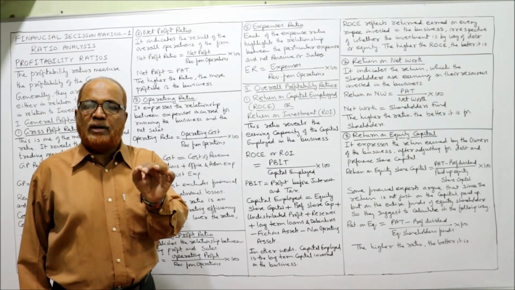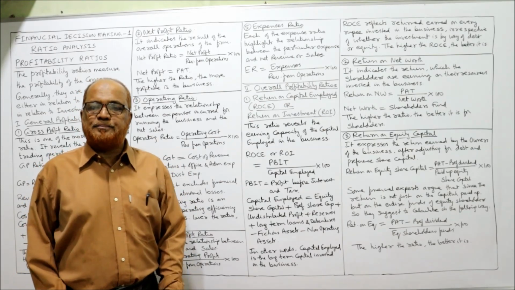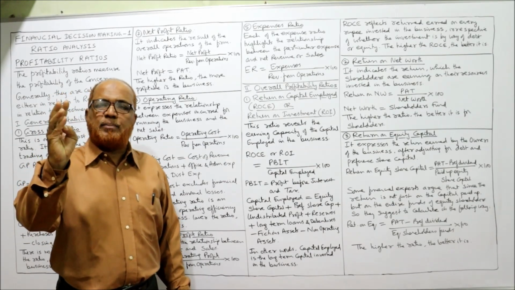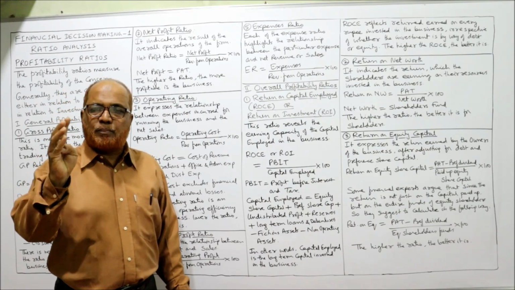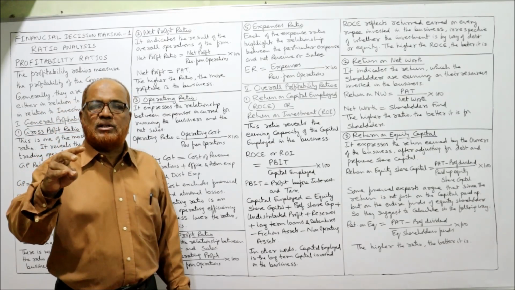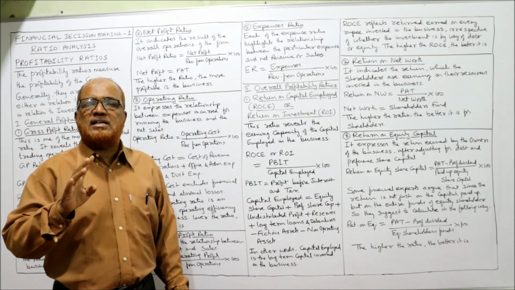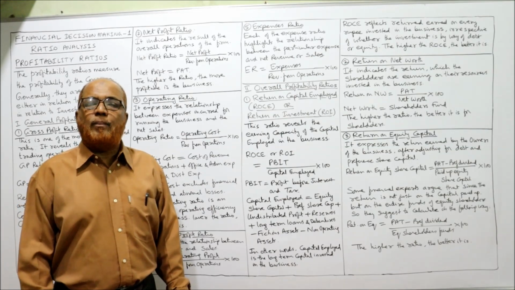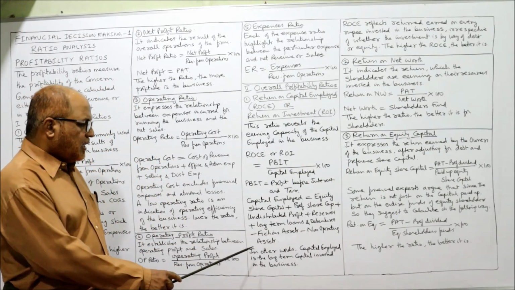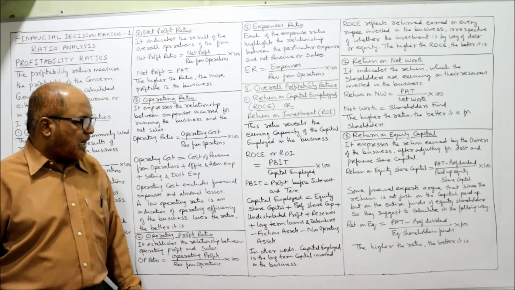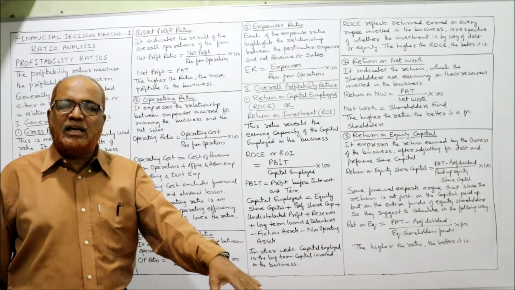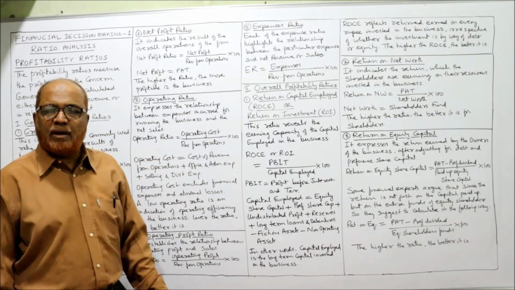So remember carefully the formula of capital employed. Capital employed consists of equity share capital plus preference share capital plus undistributed profits plus reserves plus long-term loans and debentures minus fictitious assets minus non-operating assets. This will give you capital employed. In other words, capital employed is the long-term capital invested in the business. All the long-term funds invested in the business is called capital employed.